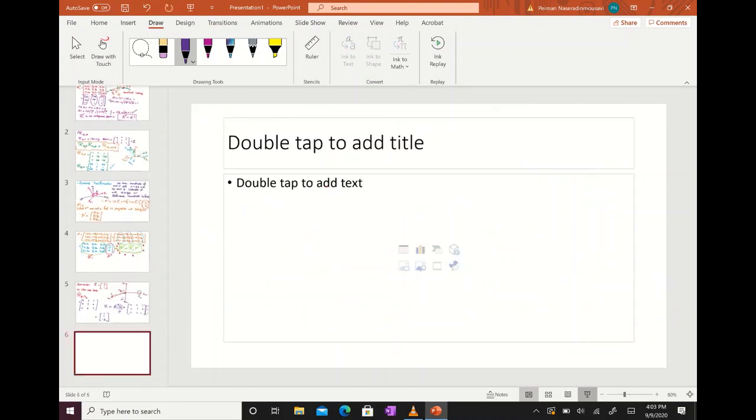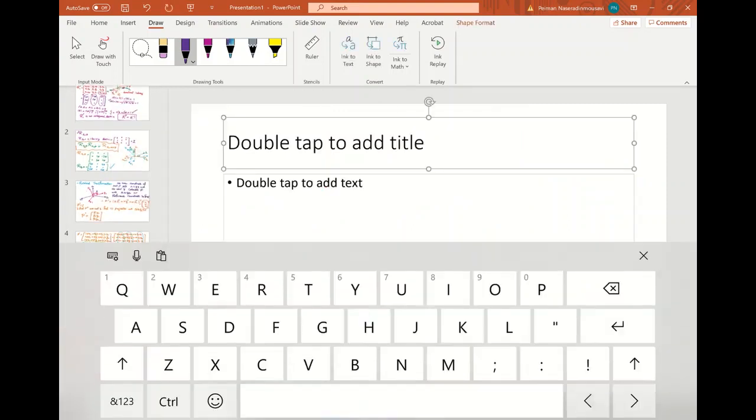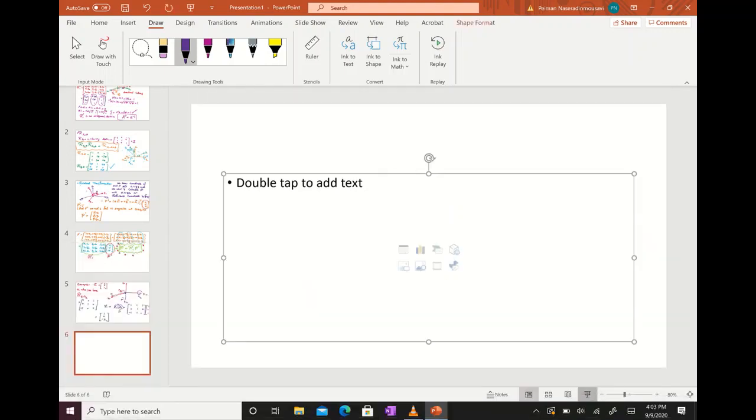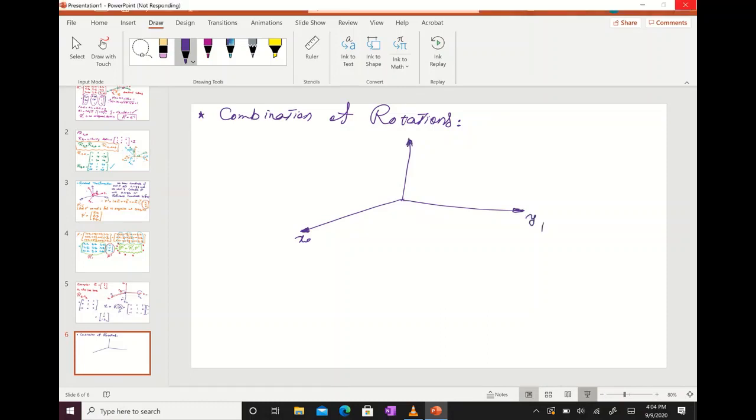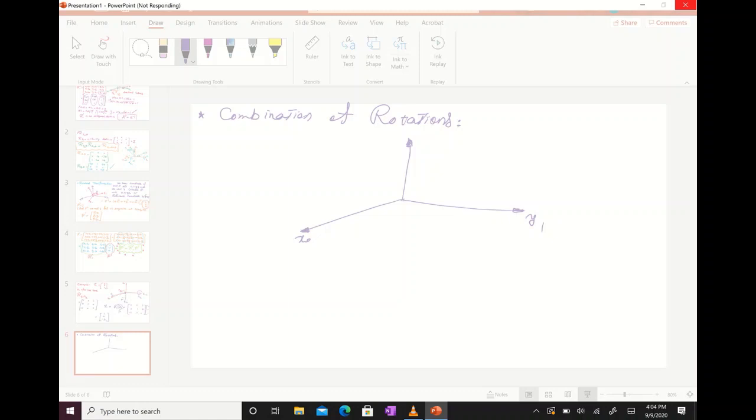How about a combination of rotations? So again, this is your y0, x0, and this is your z0, x0, y0, and z0. Understand?